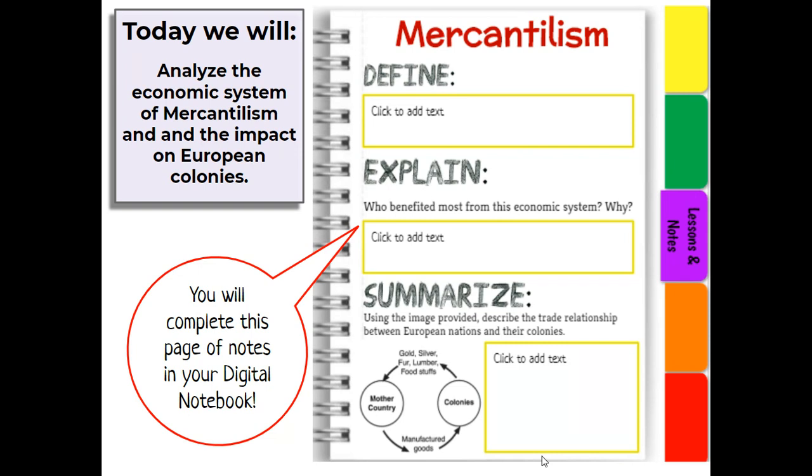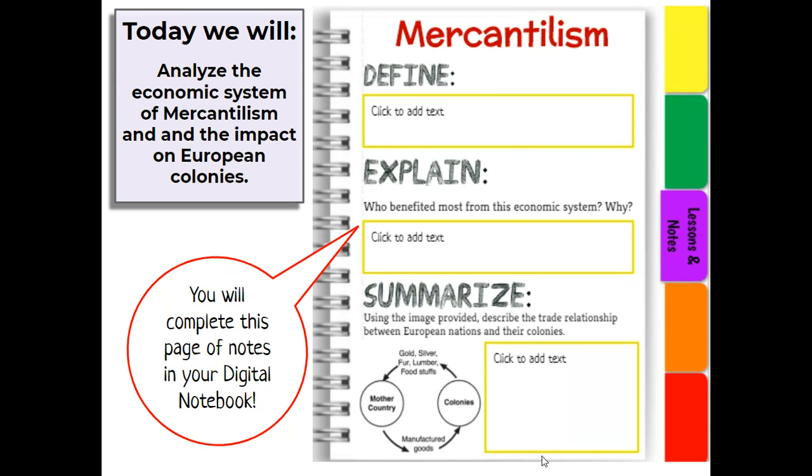In particular, we're going to focus on the American colonies because we're in U.S. history, and so we'll be speaking about England or Britain's role with their colonies in the New World. So today you're going to define mercantilism. You're going to be able to explain who benefited most from this system and why that is important, and how did they benefit in the system itself.